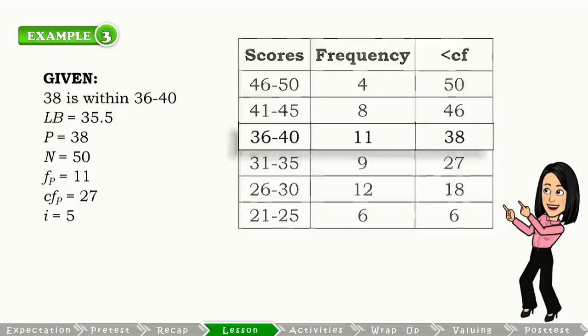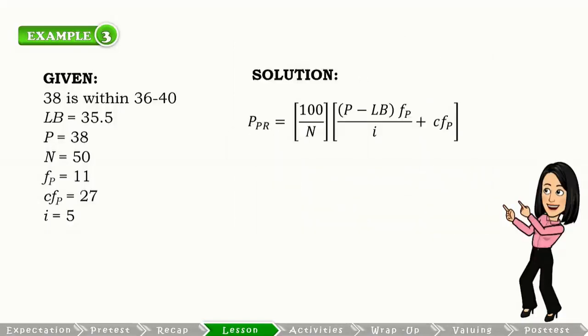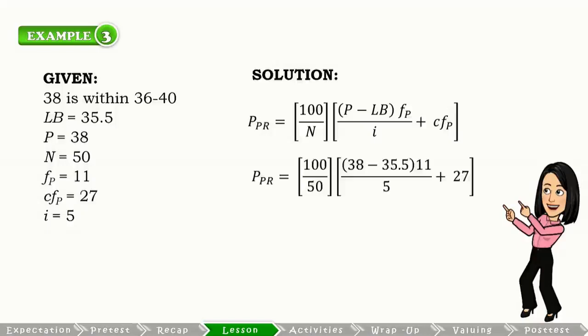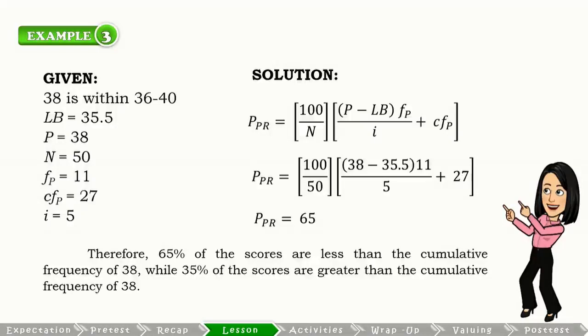Next, substitute the given values into the formula and evaluate. It gives us the answer of 65. Therefore, 65% of the scores are less than the cumulative frequency of 38, while 35% of the scores are greater than the cumulative frequency of 38.